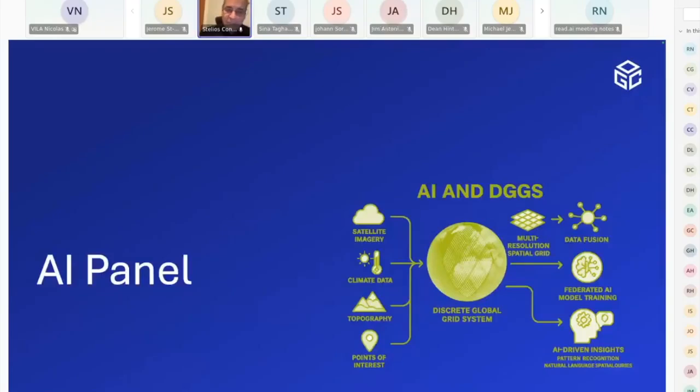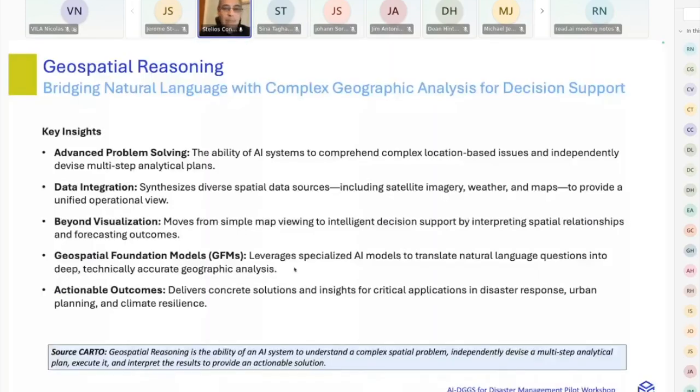Can you see my screen? Yes. Yes. Okay. I did some change and I'm not seeing what you see.